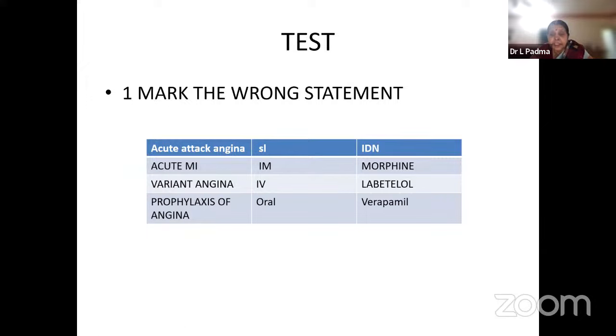Now, a small test, 2 minutes. Okay. Mark the wrong statement. Acute attack of angina, sublingual isosorbide dinitrate. You see the route of administration and the drugs. Sublingual isosorbide dinitrate. Acute MI, IM morphine. Variant angina, IV labetalol. Prophylaxis of angina, oral verapamil. What is wrong in this? It is IV labetalol. IV labetalol is the one which is the wrong answer.